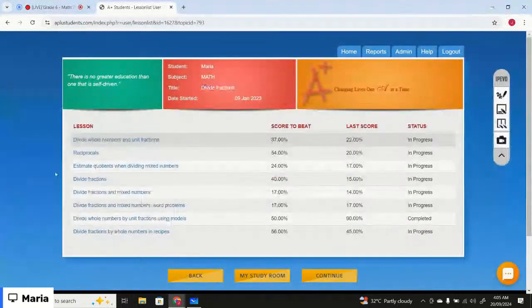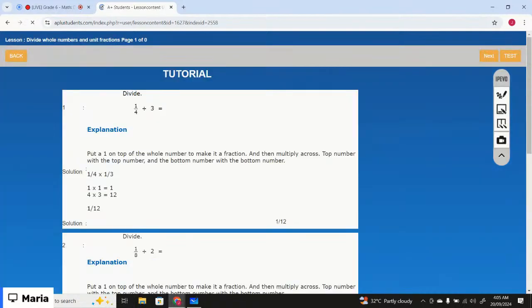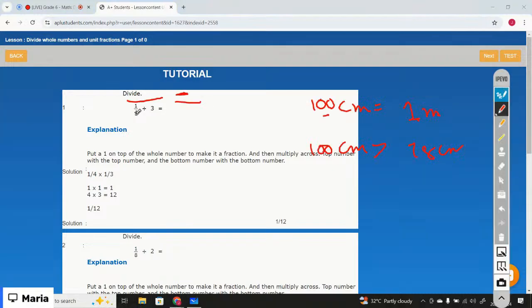Okay, here I'm on the grade 6 math. The chapter we are on right now is divide fractions. Let's just start with the lesson that is divide whole numbers and unit fractions. The first one is 1 by 4 divided by 3. So that is 1 over 4 divided by 3, right? 3 doesn't have any denominator. That means its denominator is 1.